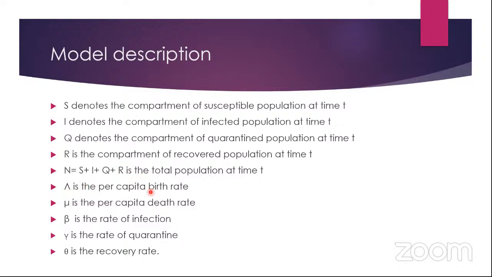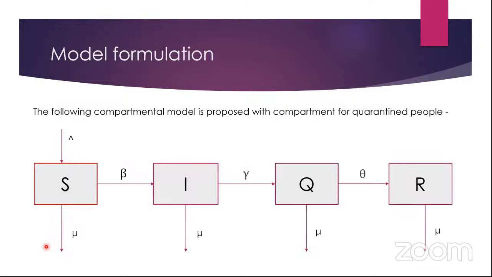Capital Lambda is the per capita birth rate. Mu is the per capita death rate. Beta is the rate of infection. Gamma is the rate of quarantine, and theta is the recovery rate. So here is the model.